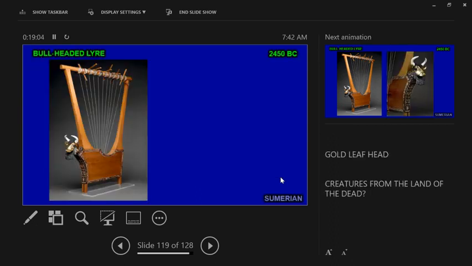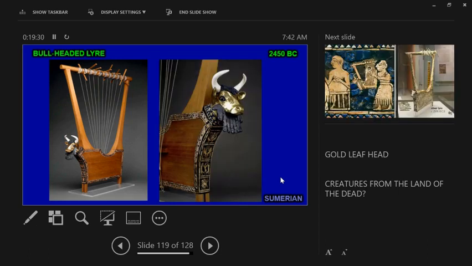I taught you that so I could show you this artwork right here. The bull's head is gold leaf. And it is this part that is the original of this lyre. The rest of it is reconstructed. There we go. There's the gold leaf.